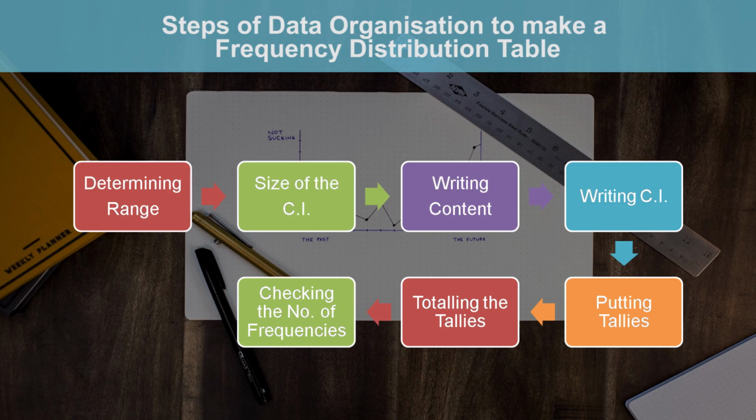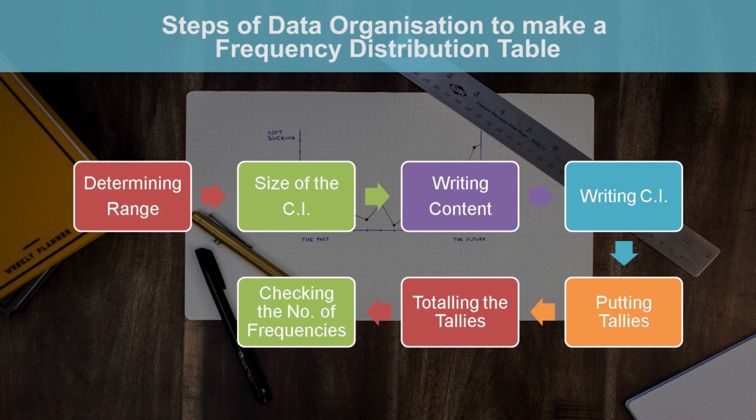Then writing the content of the data. Then writing class interval. Then putting the tallies. You have to make the tally marks. We will discuss what a tally mark is. Then totaling the tallies, so you have to add how many tallies are there. Then checking the number of frequencies, adding how many frequencies are there. So this is the 7-step process. By using this process, you can organize the data and you can prepare a frequency distribution table.